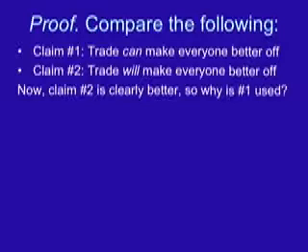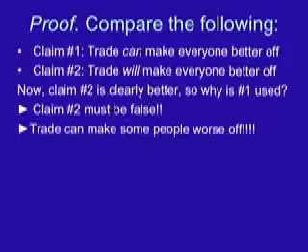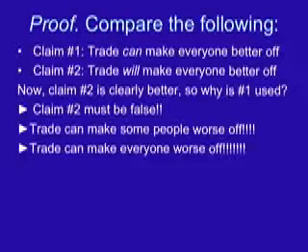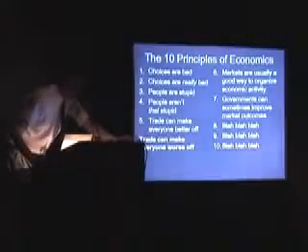And there's only one explanation. Claim number 2 has to be wrong. In other words, trade can make some people worse off, and it's just a hop, skip, and a jump from there to trade can make everyone worse off. Some people apparently didn't like this deconstructive proof or destructive proof. They wanted a constructive proof, so I added this footnote. There are the details.